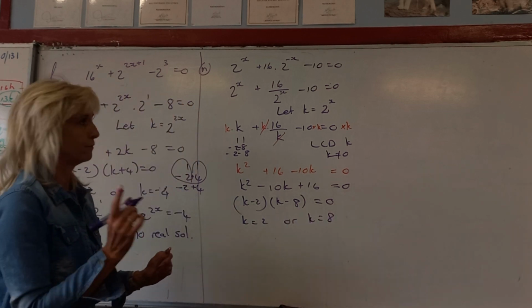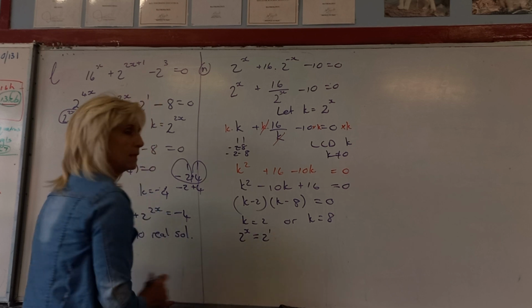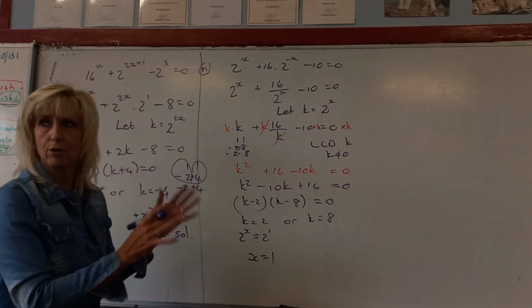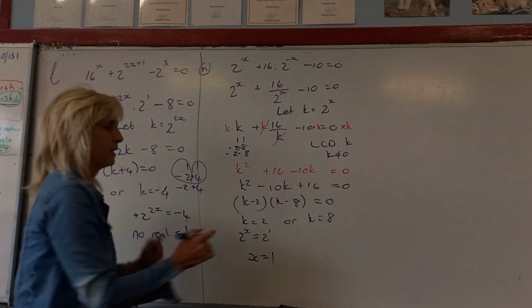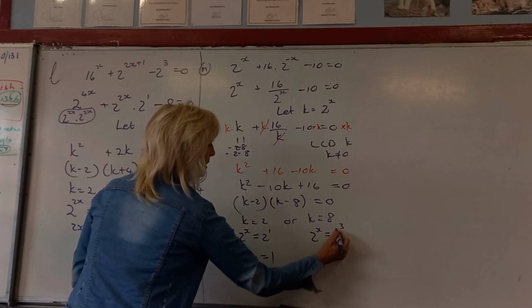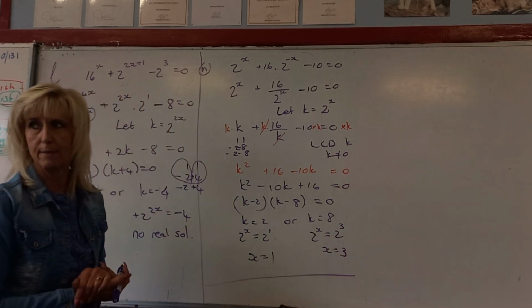Finished. No. Don't forget, you've got to go back and substitute k with 2 to the x, meaning this one will be x is equal to 1. No problems there, no solutions, something funky. This one, 2 to the x will be 2 to the 3, so x is equal to 3. Oh, fantastic. No, everything worked out perfectly.